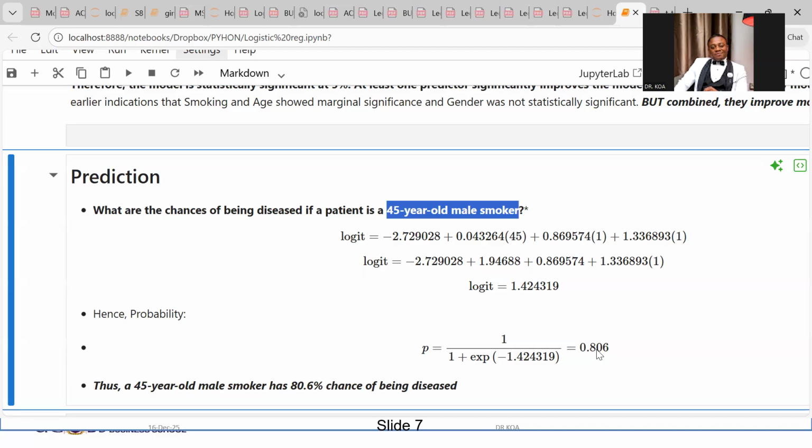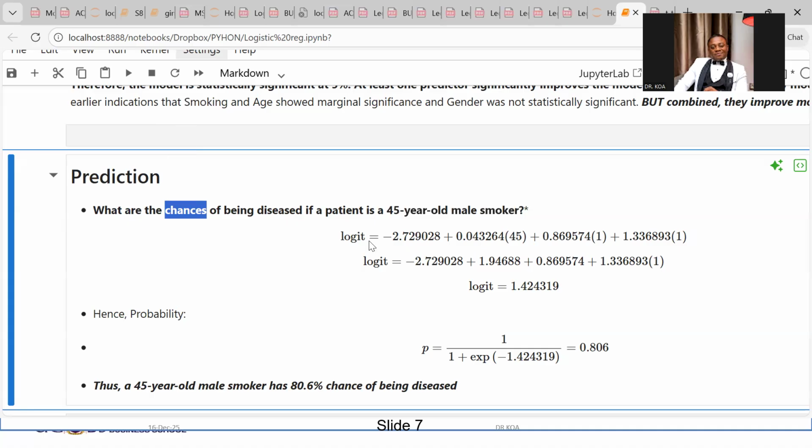You see, the question might not mention probability, but it will say what are the chances. Chances here means probability. You could have said, what is the likelihood, or what is the probability of being diseased? It's the same thing.